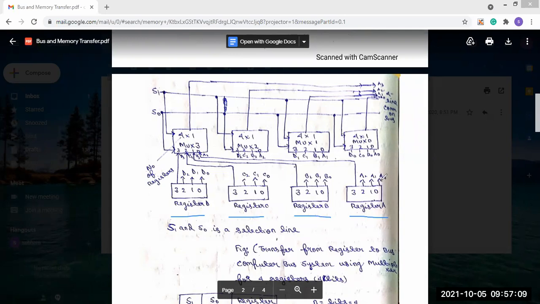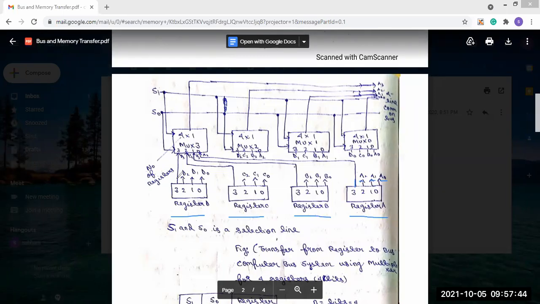So this is A0, because this is register A. We are considering it as A0, then A1, A2, and this is A3. Same as that, for register B it is B0, B1, B2, B3. Same for register C, it is C0, C1, C2, C3, because 4 outputs are present. Same for register D, this is D0, D1, D2 and D3.